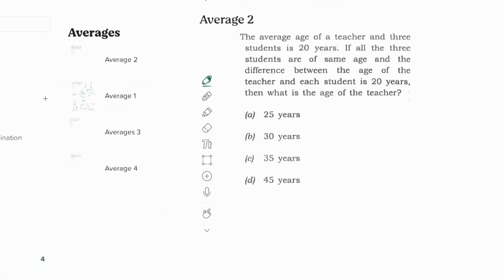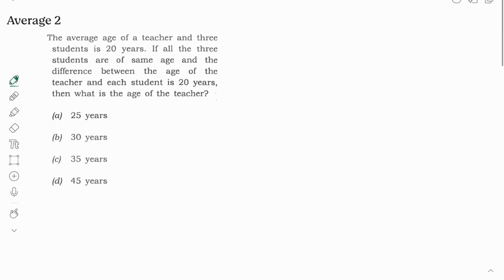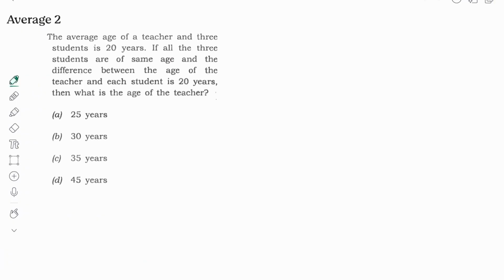So let's take another question, and it says the average age of teacher and 3 students is 20 years, right? So average age of a teacher is say T and 3 students is 20. So there are 3 students and the average age is 20. Now this is sum total, and when we divide by the number of persons, we get the average. So T plus 3S, T stands for teacher, S stands for students, divided by 4 we get 20. So we get basically T plus 3S is equal to 80, right?